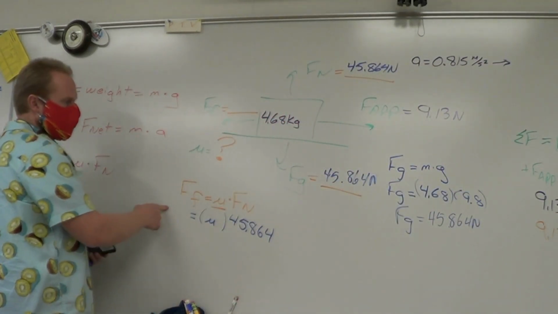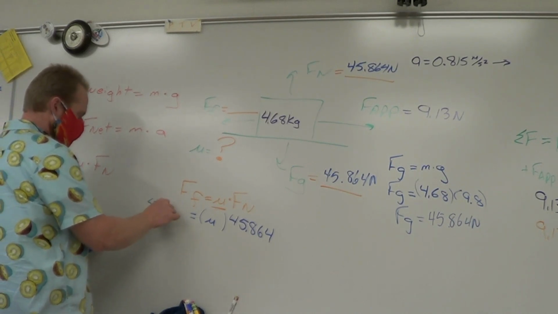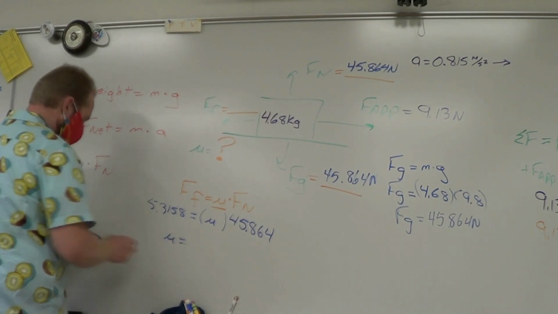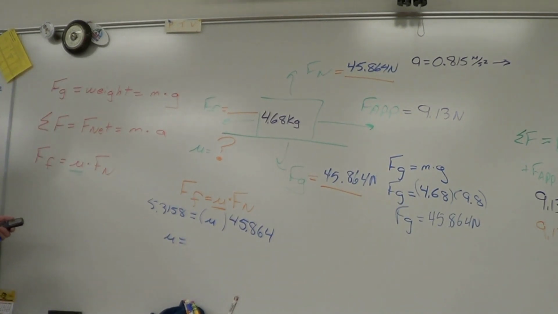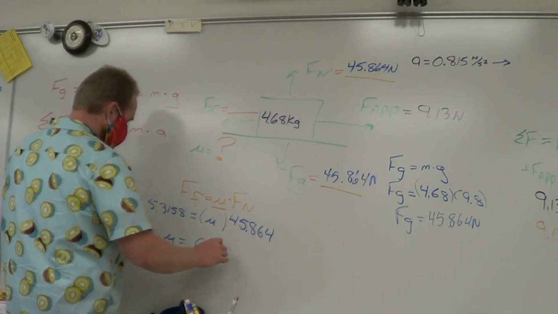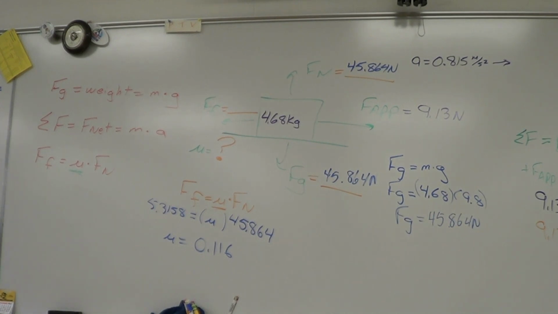Which now I can bring over to my force of friction equation of 5.3158. Solve for mu, divide both sides, 45.864. And we get 0.115903, blah, blah, blah. Now, I wrote 3 decimals. I'll be honest, I don't know why I wrote 3 decimals because I kind of said 2 is a pretty good number.